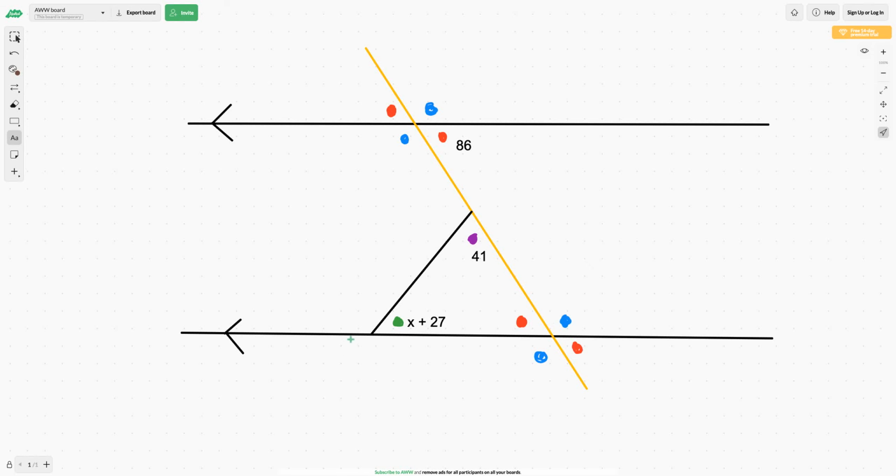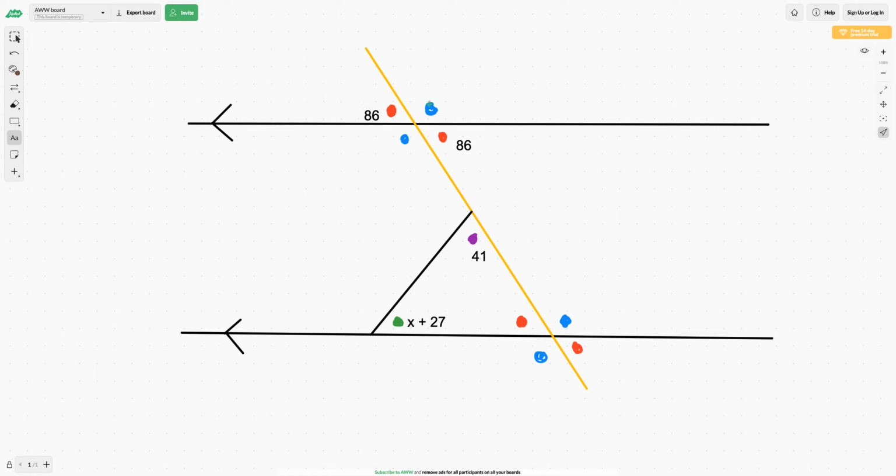Alright, welcome. Today we're going to be trying to solve for x in this graph. So what I'm going to do is just try to solve every single angle first, to get more information. First thing I noticed is that this is equal to 86, and these two are vertical angles because they're across from each other in this intersection. And vertical angles are congruent, which means they're equal. So guess what? These are equal.